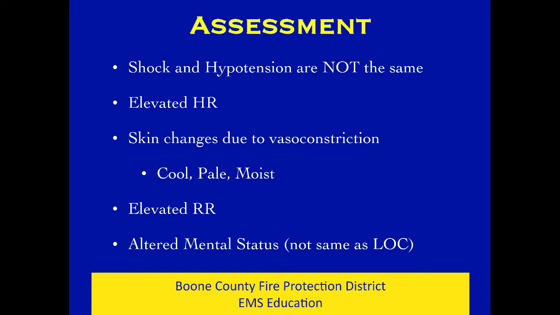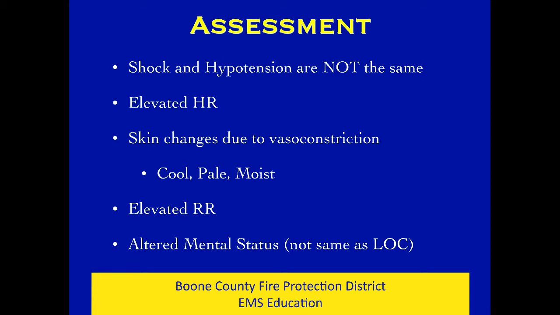We're talking about alert but altered, anxious, a little bit confused potentially, which can be from many, many things. But when your patient has altered mental status, elevated respiratory rate, elevated heart rate, tachycardia, and has those skin changes, that should clue you into vasoconstriction. The skin is cool, the skin is pale, the skin is moist. When all those are present, the patient's in shock. I don't care what his blood pressure is, he's in shock.